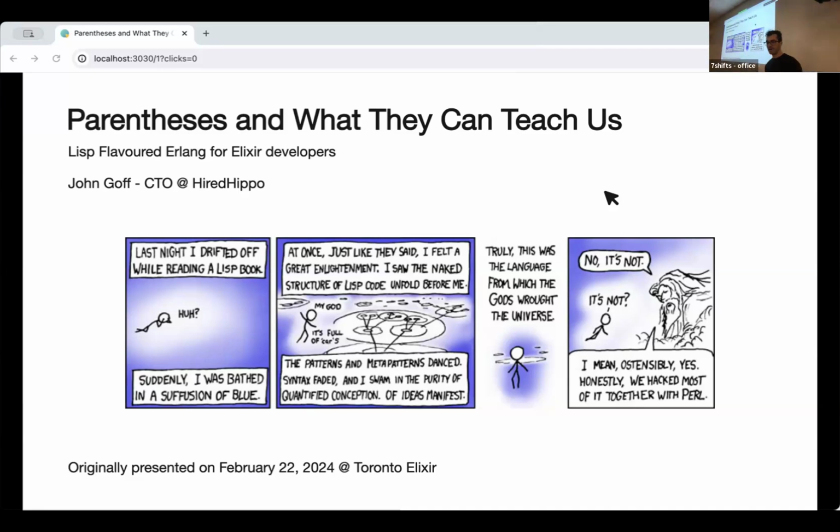Quick flavor of the room, quick temperature. How many people have heard of Lisp flavored Erlang? Anybody? A couple people? Yeah. How many people have heard of Lisp? Yeah, more people. Heard of Erlang? I'm assuming probably a lot of people. And I'm assuming it's the Elixir meetup. We've all heard of Elixir, so we don't need to go talk about that.